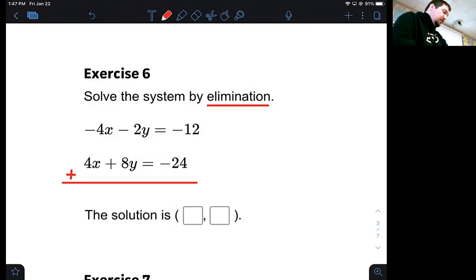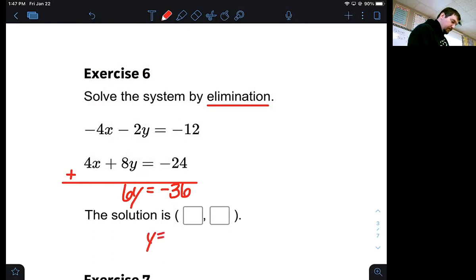And if they're the same, you can just times by -1. You could always make them opposites. If you don't like subtracting, you make them opposites and add. But here we already have opposites, and we're going to end up with 6y equals negative 36. When you combine a negative 12 with a negative 24, it becomes negative 36. And Kate, Camden, what is our answer for y then? y equals -6. Got it.